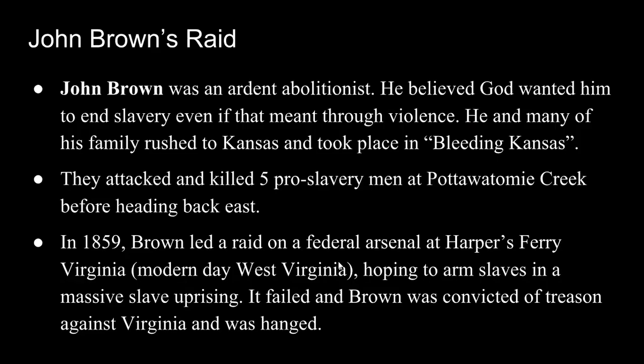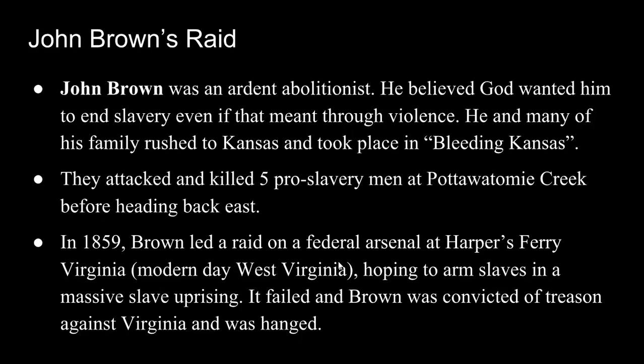Talk about John Brown's raid now. John Brown was a white guy who had actually moved out to Kansas during the Kansas-Nebraska Act, and he was one of the guys that took part in Bleeding Kansas. He and his sons killed 5 pro-slavery men at Pottawatomie Creek in Kansas with broadswords. He believed God wanted him to end slavery, even if that meant through violence. So this was a very crucial issue for him.